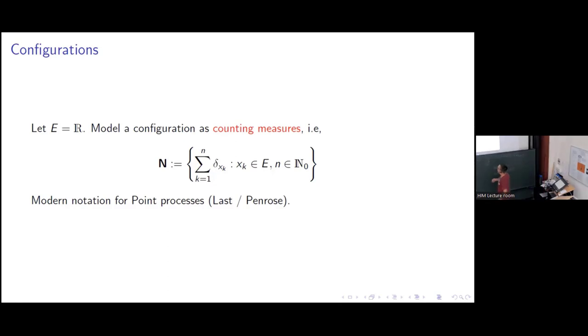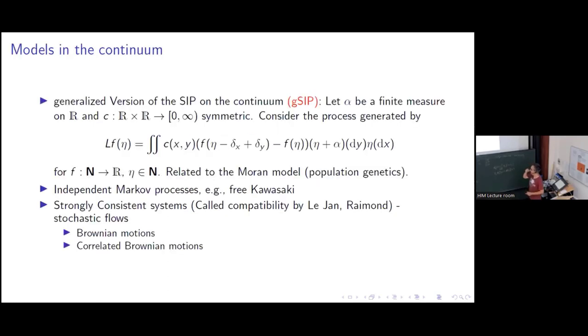So coming back here. I think most of the people here know the book of Last and Penrose, Lectures on the Poisson Process. And here the notation of counting measures is introduced. And you see, for example, that configuration here, I can write it down in terms of measures. So that is 2 times the Dirac measure at 2.7 plus 3 times delta pi. And it turns out that that is the suitable way to write down configurations. Okay, then here I can say check. Then the question, are there models? And it turns out that there is some generalized version of our SIP also for the continuum.